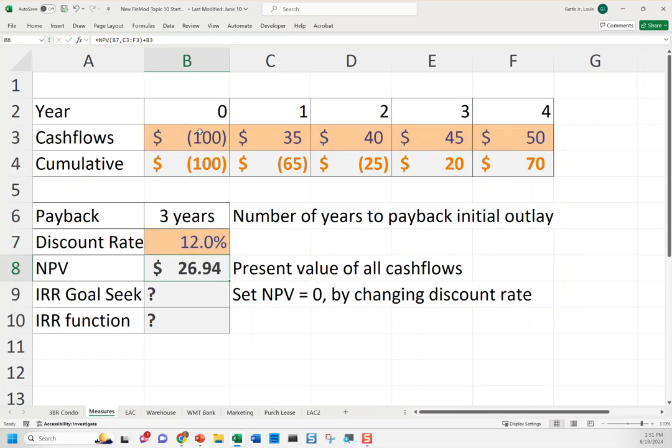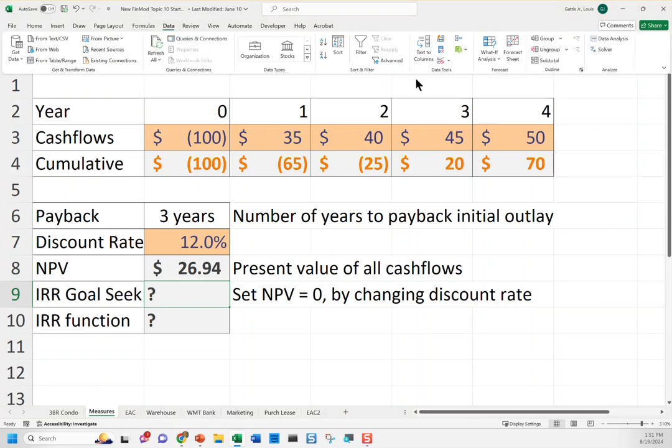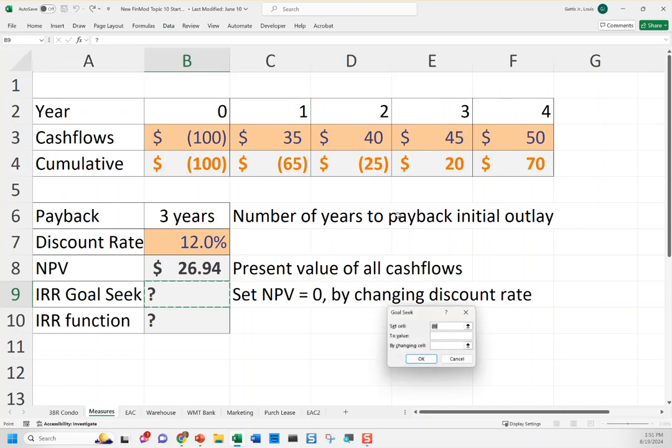So I must be creating value of $26 by spending 100. The IRR function, there are 2 ways you can calculate it. One, you can do a goal seek. What discount rate makes this NPV 0? So I do data, what if, goal seek.